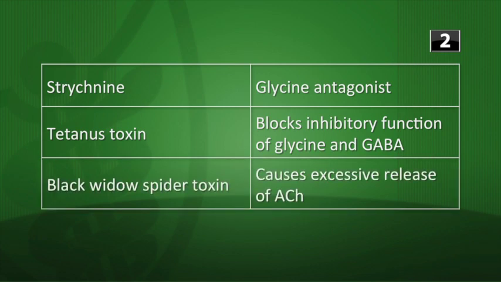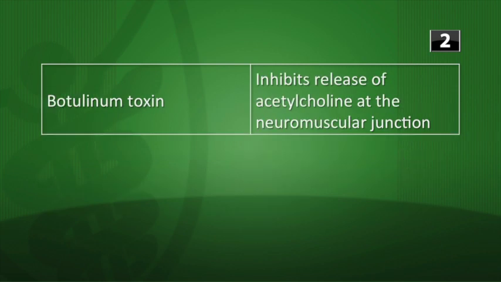Next, we have black widow spider toxin, also called latrotoxin, and it's going to cause excessive release of acetylcholine. The motor neurons are just going to dump all this acetylcholine into the synaptic cleft, and this leads to muscle pain and muscle cramping, as well as a host of other symptoms. Botulinum toxin really is just going to do the opposite. It inhibits the release of acetylcholine at the neuromuscular junction, so it causes flaccid paralysis. So we use Botox injections to treat certain disorders where you have too much muscle spasm.